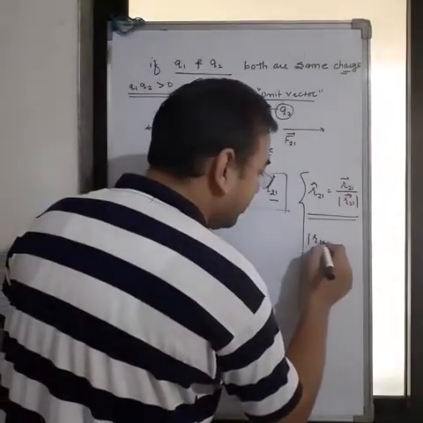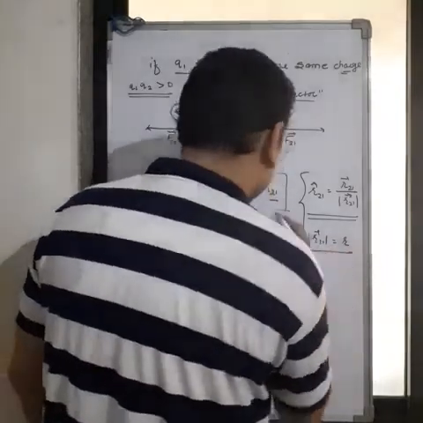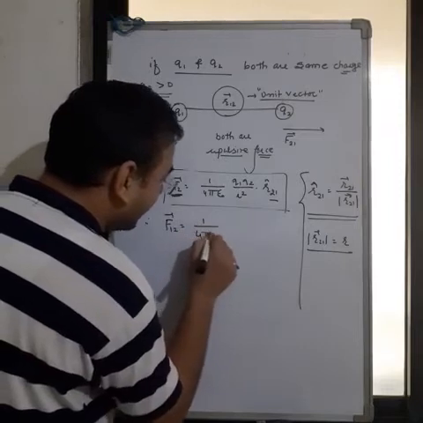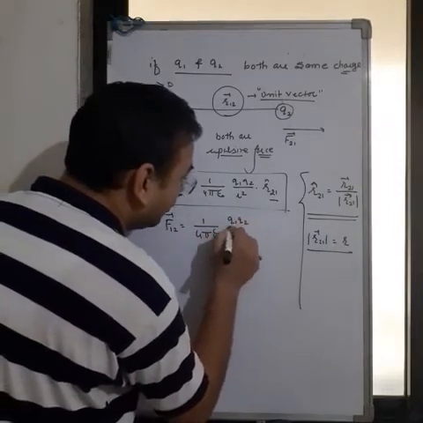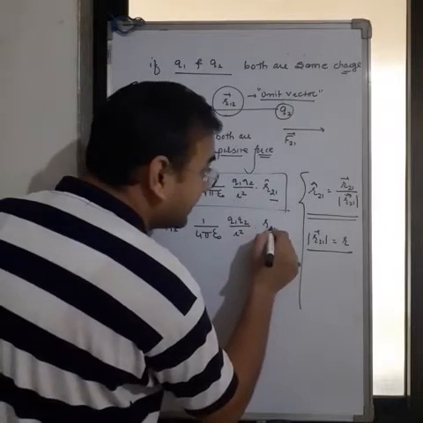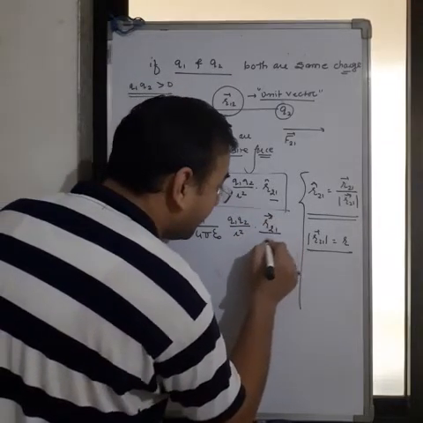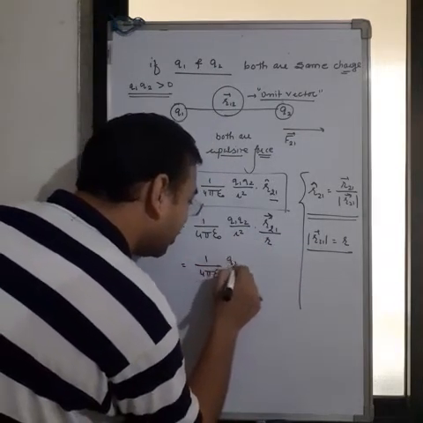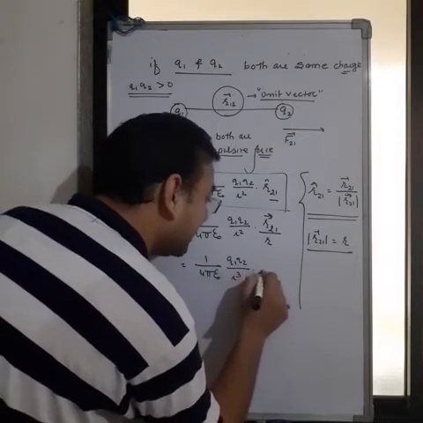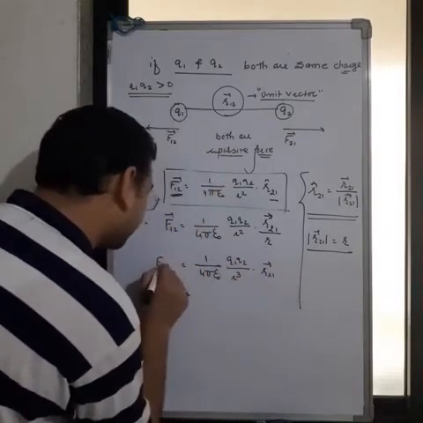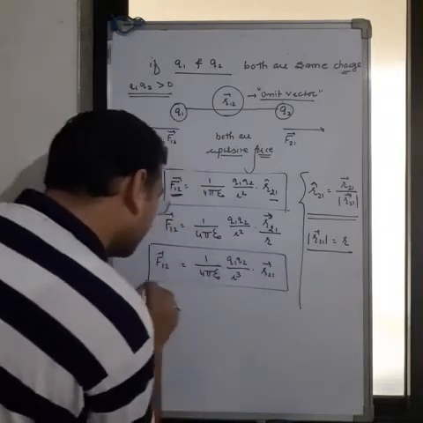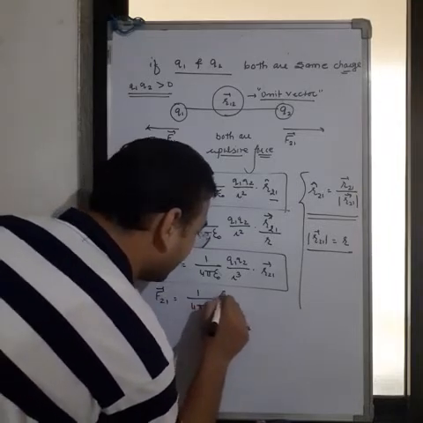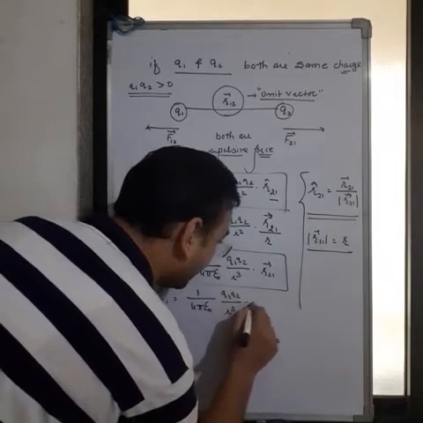Here if R21 magnitude is equal to R, then we can write that F12 is equal to 1 upon 4 pi epsilon naught, Q1 Q2 upon R square, into the R21 vector upon the magnitude. So it's going to be written like this: 1 upon 4 pi epsilon naught, Q1 Q2 upon R cube, R21. Similarly, F21 is given like that: 1 upon 4 pi epsilon naught, Q1 Q2 upon R cube, R12.